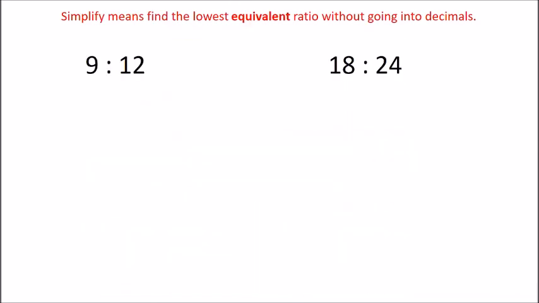Okay, so let's talk about a new style of question. Simplify means find the lowest equivalent ratio without going into decimals. It's so similar to simplifying fractions. So let's say I've got a ratio 9 to 12, all I'm going to do is keep dividing it until I can't divide anymore without going into decimals. So what number goes into both 9 and 12? Well, I know that both of these numbers can be divided by 3, so that gives me 3 to 4. I cannot divide anymore without going into decimals, so I can stop there and I have simplified.